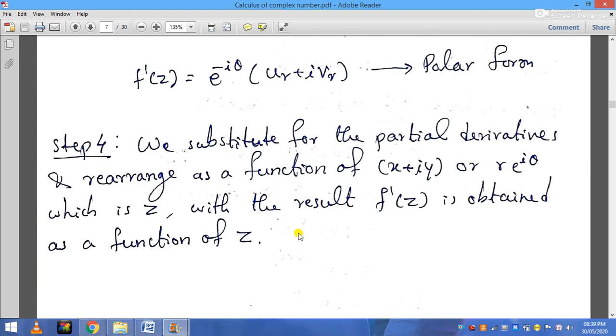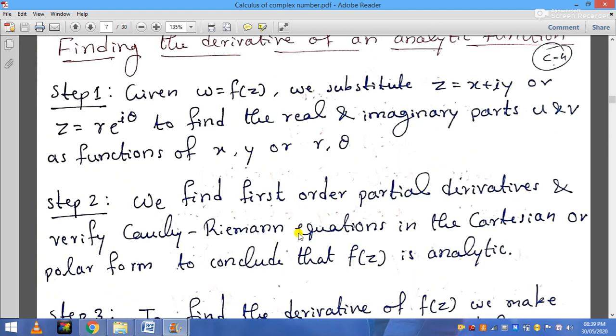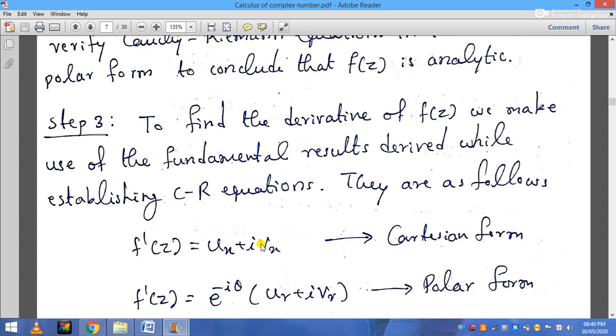So the working procedure is: first they give w is equal to f of z. Depending on the function we put z is equal to x plus iy or r into e raised to i theta, then separate the real and imaginary parts. Then we find the first order partial derivatives depending on the Cartesian and polar form, then verify the Cauchy-Riemann equation, then conclude that f of z is analytic.